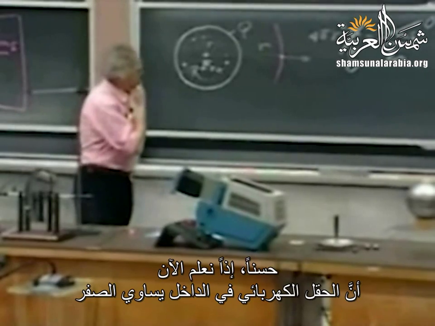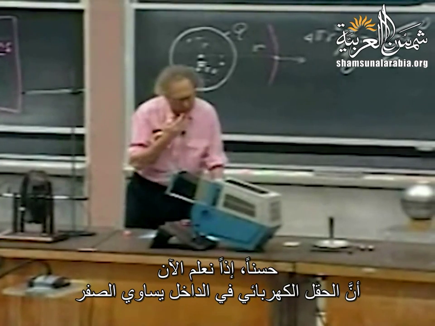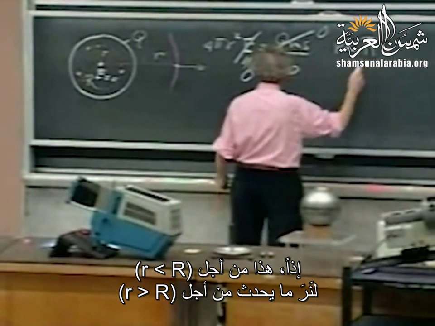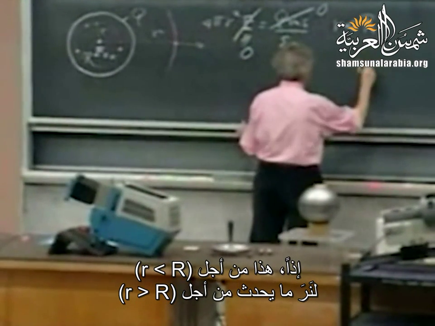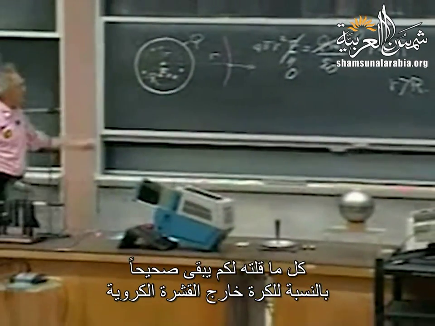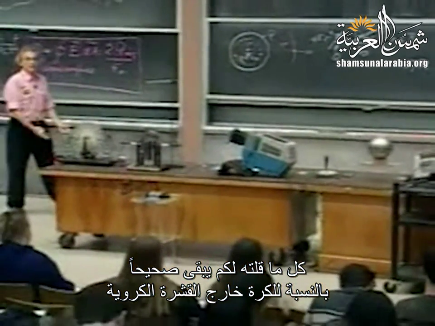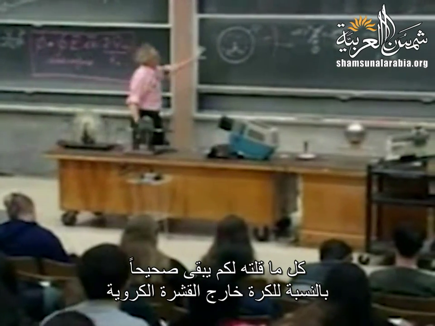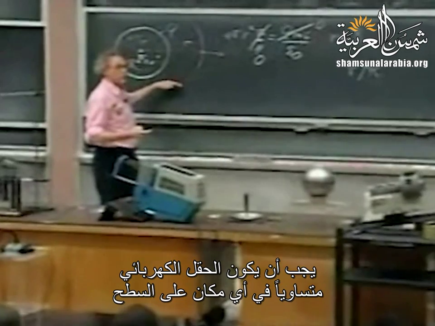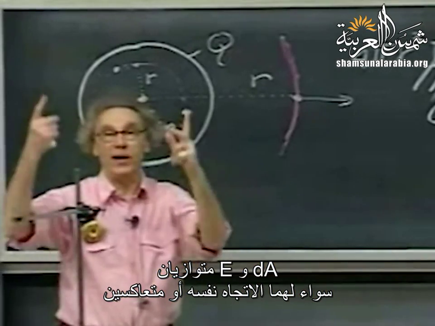All right, so now we know that the E field inside is 0. So this is for r smaller than R. Let's now go to r larger than R. Everything I told you holds for the sphere outside this hollow sphere. The E field here must be the same everywhere on the surface. The A and E are either parallel or anti-parallel.